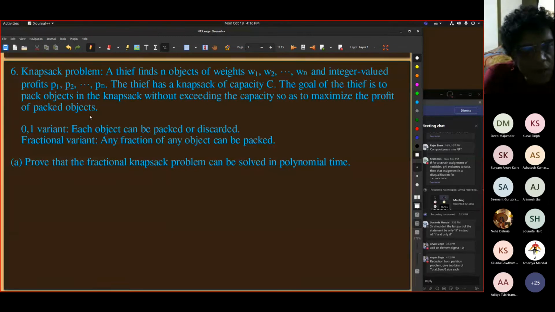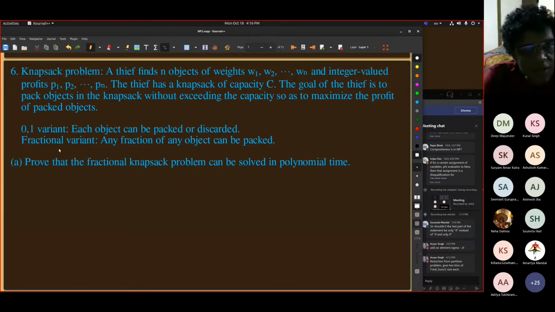Now there are 2 important variants. One is called the 0-1 variant. Each of these objects, object 1 of weight W1, has to be packed or completely discarded. A part of that cannot be taken. So that is called the 0-1 variant, some kind of binary variant. You either take an object or discard it.